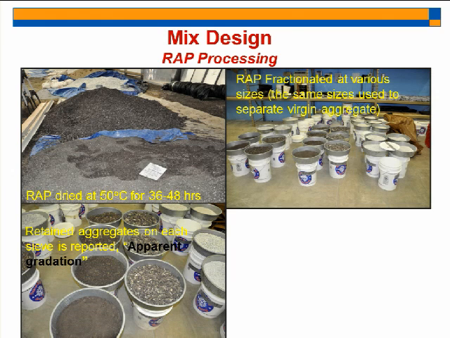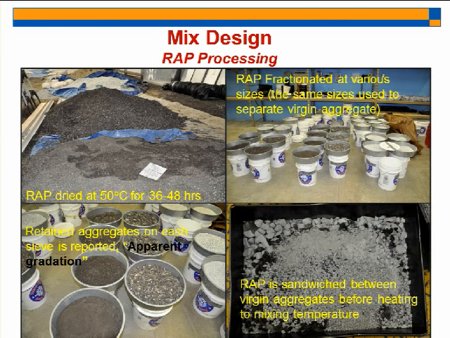resulting gradation that we get, we call it apparent gradation. This apparent gradation is what we use to blend the samples back and make the samples for GMM and extractions. And based on those GMM values, we found the effective specific gravities, and later on the bulk specific gravities of the RAP aggregate. One more important thing that we take care of is that we sandwich our RAP between the virgin aggregates while we are heating it before mixing, so that we avoid direct heating of the RAP.